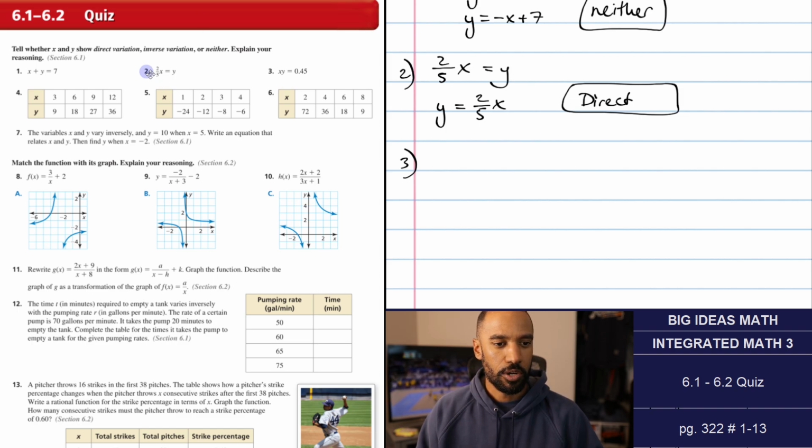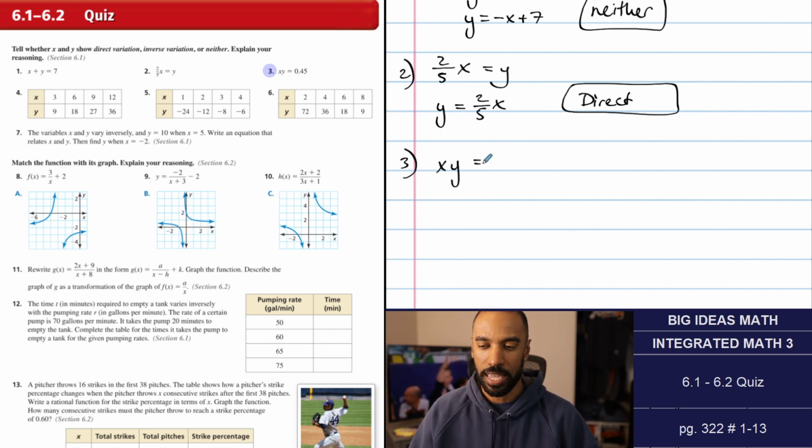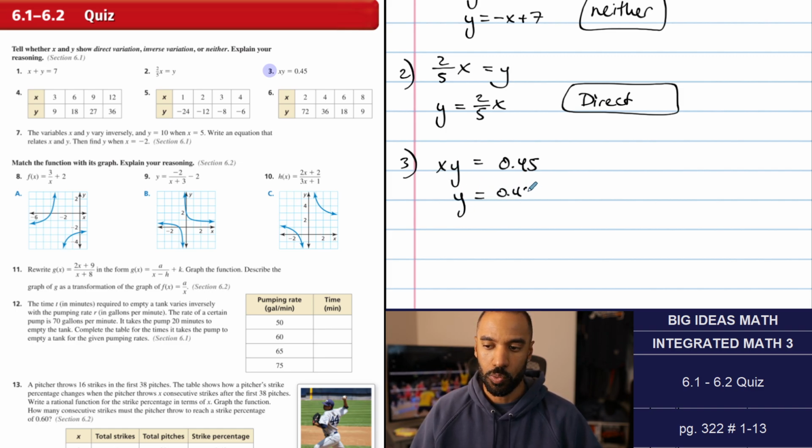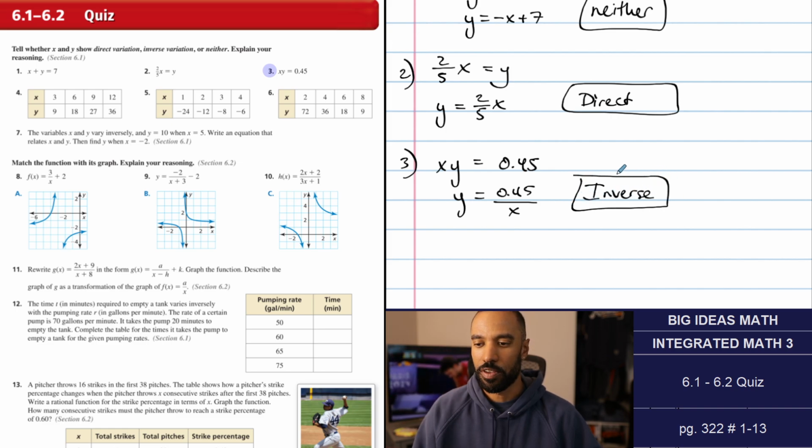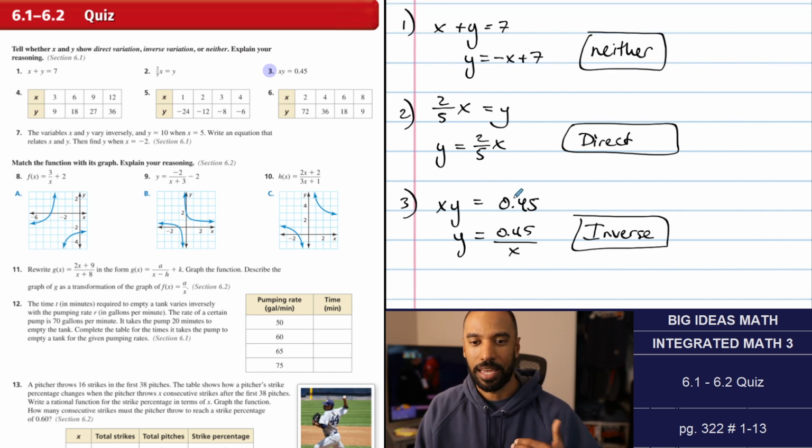Okay, number 3. x times y equals 0.45. Now this in and of itself would actually be fine to leave like that and state what it is. It's actually not direct variation when the variables multiply. It's actually inverse variation. See, when I divide both sides by x, I get that y equals a over x setup, which is how inverse variation works. So this is inverse variation, given that we are in that form.